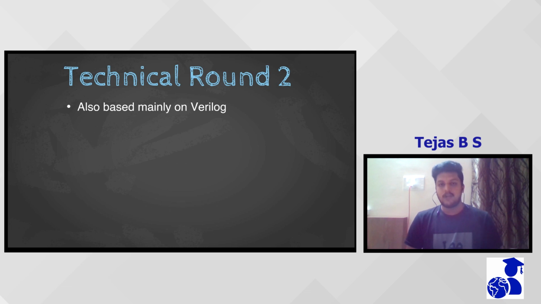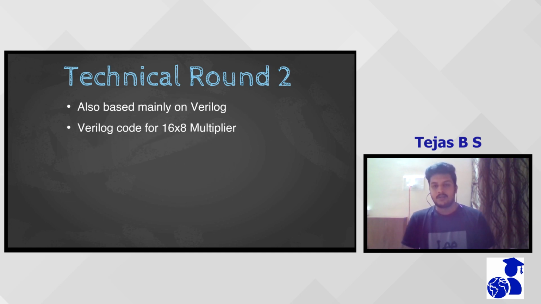He also started with RISC and SYS processors, and he asked me about the project, what difficulties I faced in the project and that kind of stuff. It was easy to start. Then he gave me a problem statement to write code. He gave me a 16 cross 8 multiplier, if I'm right, to write in Verilog.